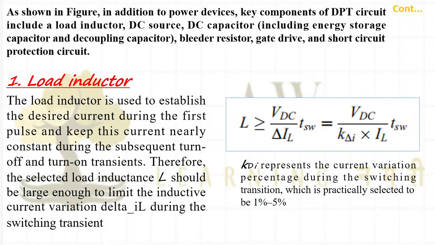Now, what is this K delta I? K delta I represents the current variation percentage during the switching transient. So you can consider 2%, 3% variation. So that is fine, right? So this is about the load inductance design. So you have to know what is the purpose of load inductance and what is the formula for calculating the load inductance. Once you know this, what value of the VDC minimum or maximum we will take, that I will tell you in the numerical afterward.